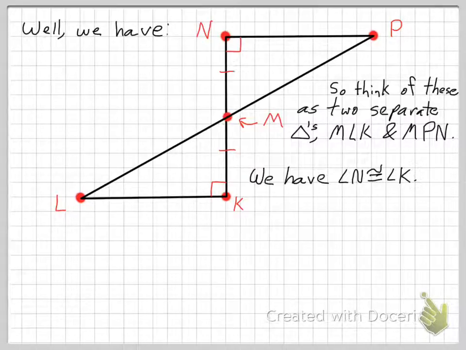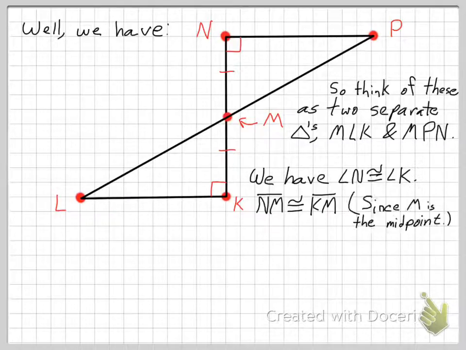And we have that angle N is congruent to angle K, right? Because they're both right angles, so they're congruent to each other. We have line segment NM is congruent to line segment KM. And in class I asked why that's so. And the correct answer is, well, because I said M is the midpoint. We made it that way, right, when we were on that side of the river.